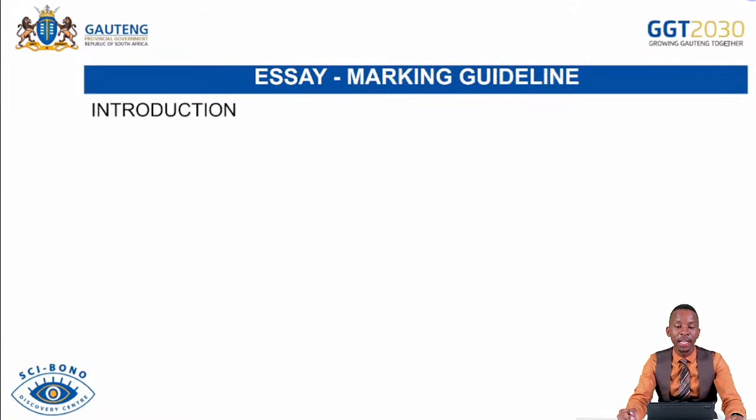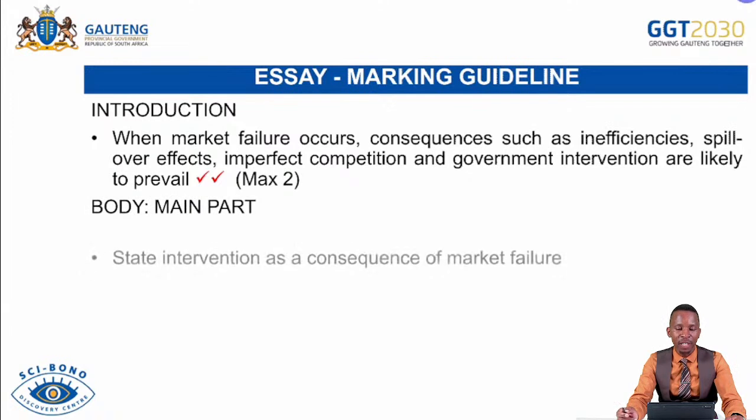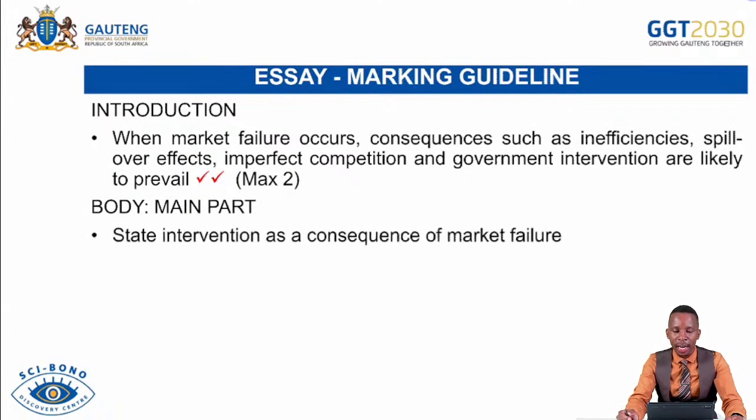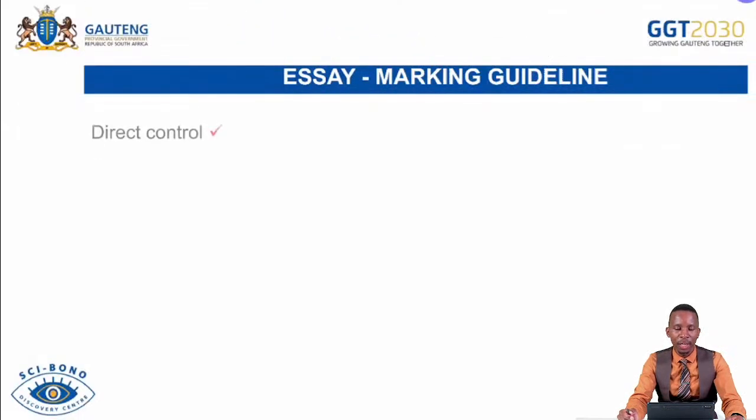This is the essay. There's an introduction, remember? Then we define here the market failure. When market failure occurs, consequences such as inefficiency, spillover effects, imperfect competition, and government intervention are likely to prevail whenever the market is failing. So these are the parts. Then the main part of the essay, state intervention as a consequence of market failure. Then we talk about the following: direct control.